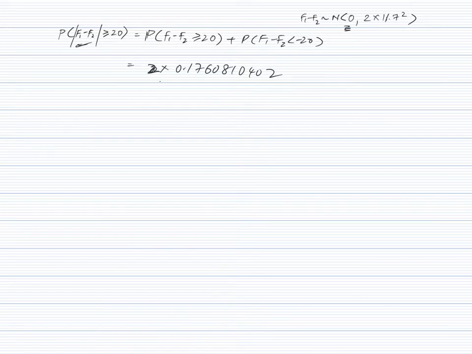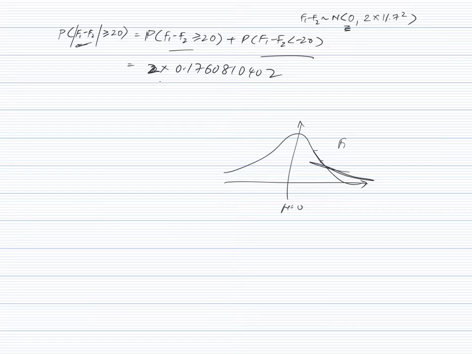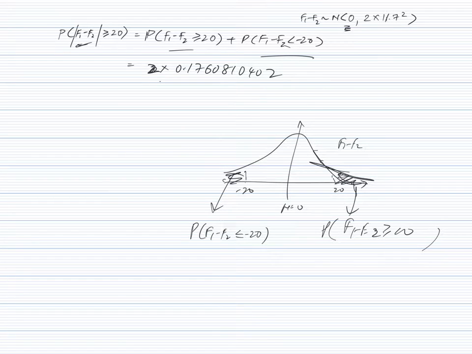So why is it equal in this case? Because again the mean is 0. When the mean is 0, think about how F1 minus F2 looks like. 20 could be somewhere here, minus 20 will be somewhere here, so therefore they are actually equal. We can see that the probability of F1 minus F2 less than -20 and the probability of F1 minus F2 greater than 20 are actually equal. That's why I just take 2 times the answer. And my answer comes out to be 0.352.